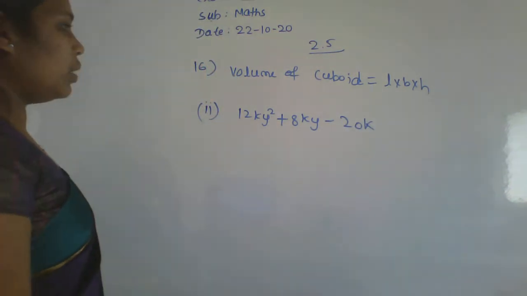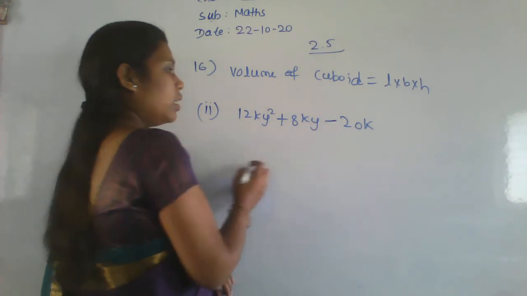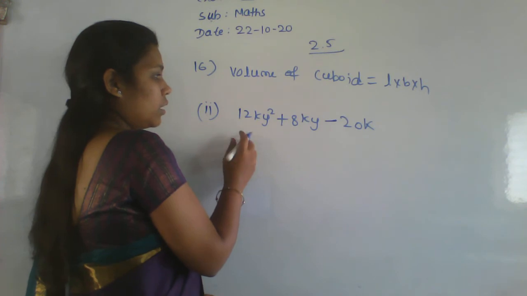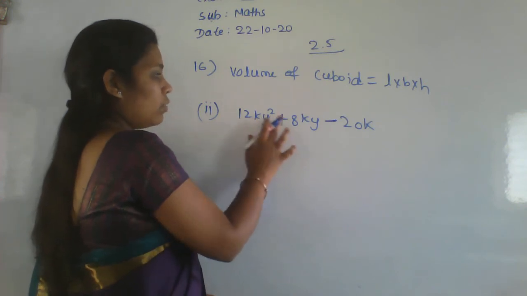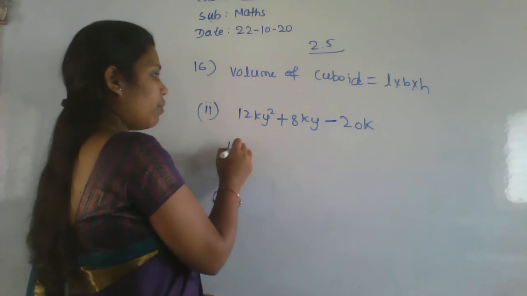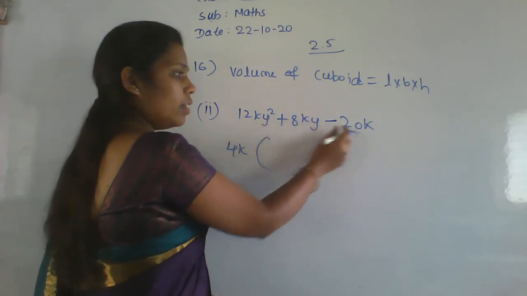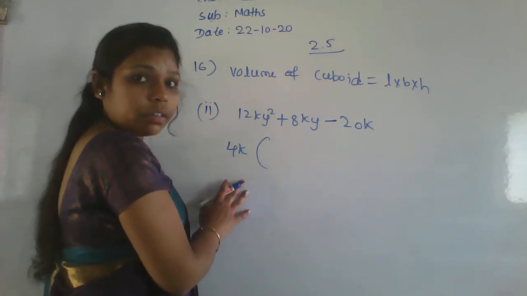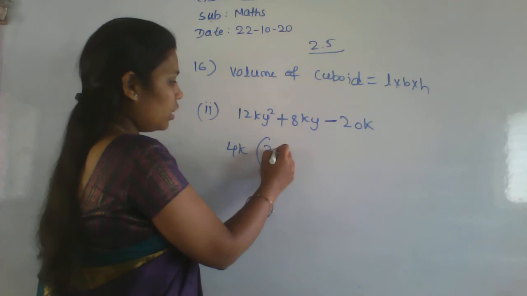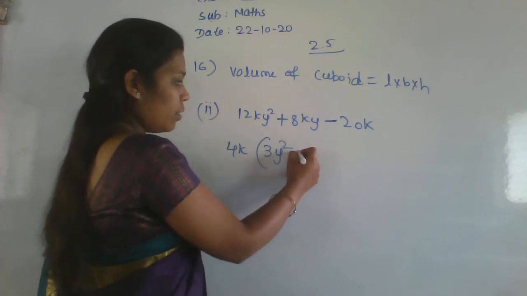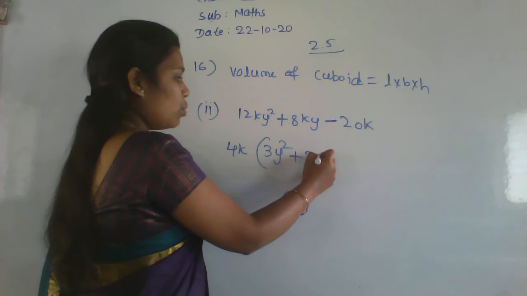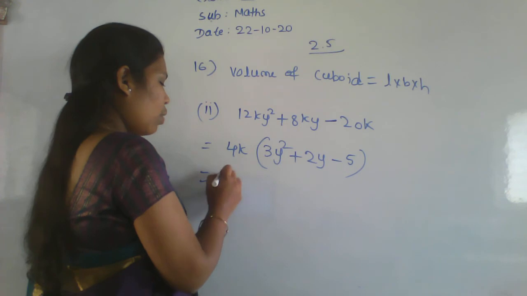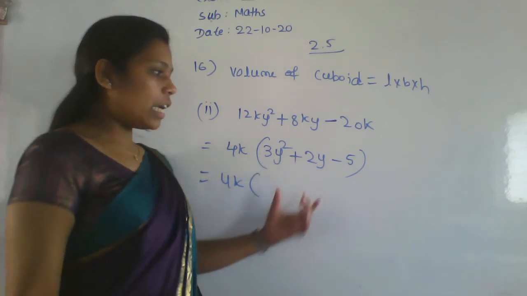Here, first take a common term. How much do you want to take here? 4 threes are 12, 4 twos are 8, 4 fives are 20. So take 4k as the common term, since k is in every term. Then what is left here? 3y square plus 2y minus 5. So we got a quadratic equation here.